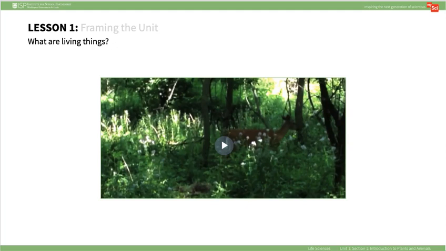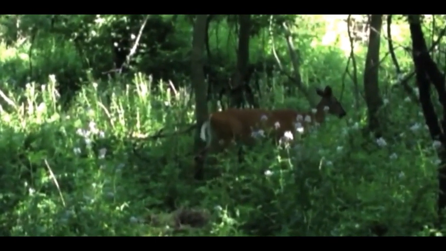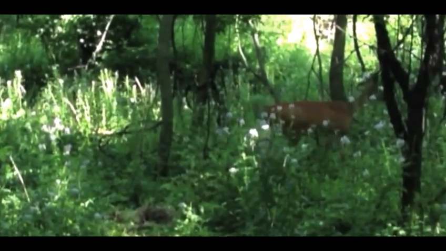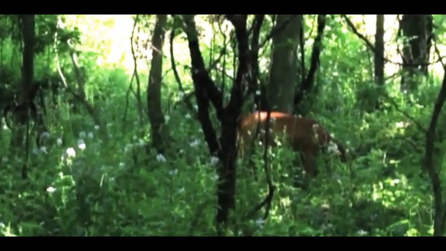Start by framing the unit for students. Show them this video of a deer in the forest, and ask them questions to get them thinking about how living things work with the things around them to survive or live.